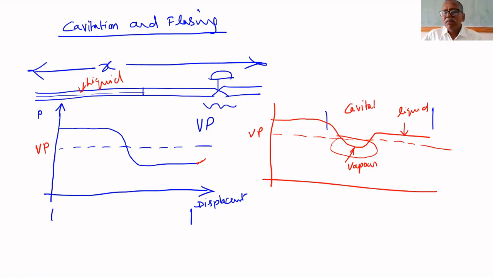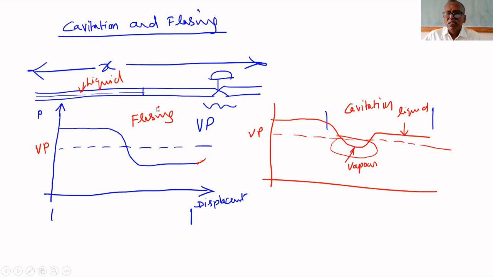This phenomenon is called cavitation. And this phenomenon is called flashing. Flashing means that while crossing the valve, it falls below vapor pressure and remains below vapor pressure. Cavitation means it falls below vapor pressure but regains above vapor pressure after that.